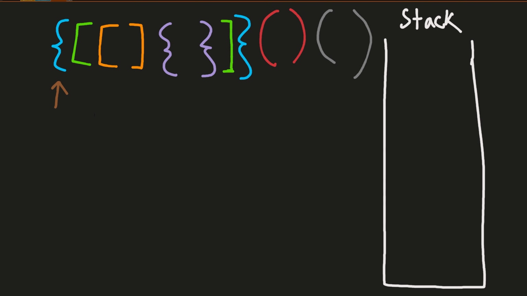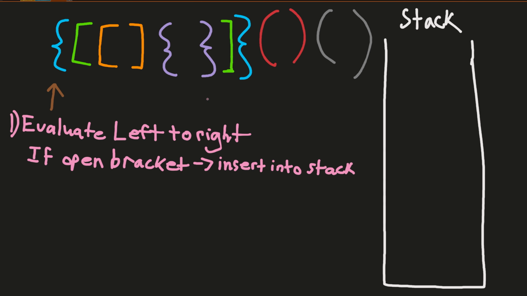So our algorithm is going to look like this. We're going to evaluate the expression left to right with a pointer. If it's an open bracket, then we're going to put it in the stack like we said before. So let's do this. We look at this one and we see that's an open bracket, so that goes into the stack. Then we move. We see that this is an open bracket, so this goes into the stack. Then we move.